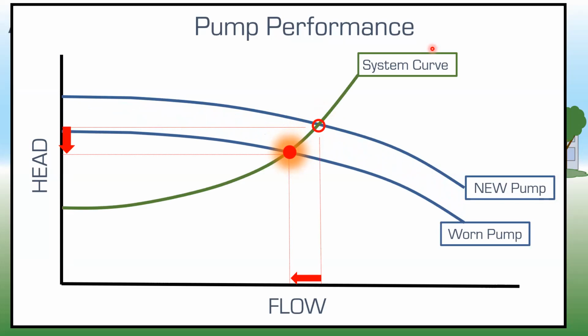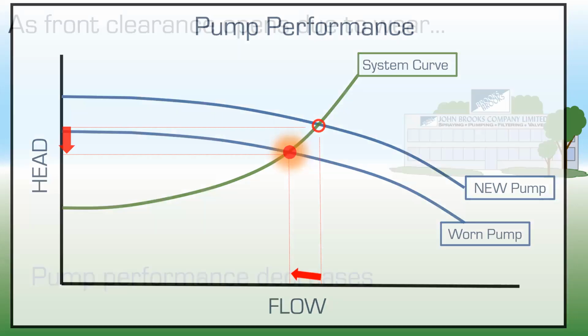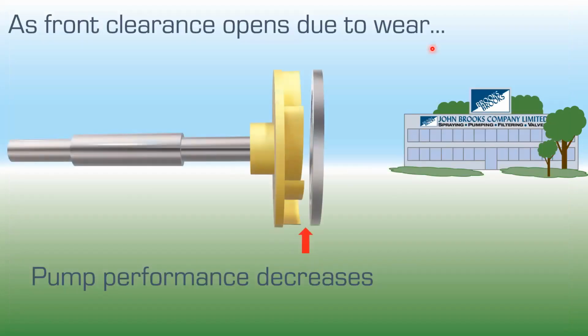So if you had gauges on this pump, you'd see the gauges drop off, or you'd see the flow rate if you had a flow meter. Or quite simply, if you didn't have either of those, if it took you 10 minutes to empty a tank, it might take you now 15 minutes because you're not pumping as much. So it's really important that we keep these tolerances nice and tight.